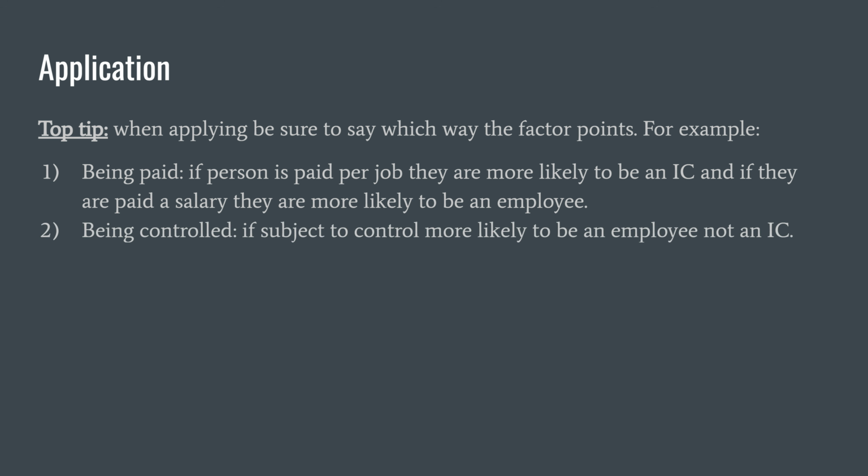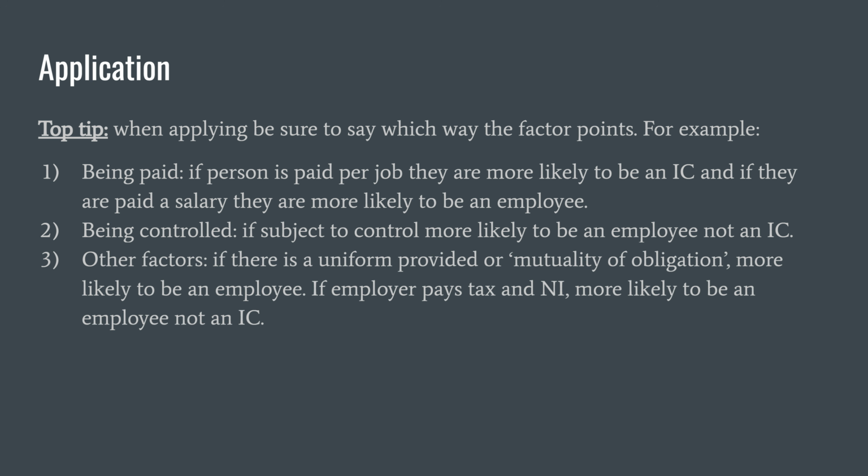The second part of the test in terms of control, as we saw above, if you are subject to control, you're more likely to be an employee. Independent contractors will have a lot more control over what they do. And lastly, looking at the other factors. So, for example, if you are provided with a uniform or you are given the tools that you need to carry out the job, then you're likely to be an employee. If there is mutuality of obligation, meaning the employer must offer work and the employee must do it personally, there's more likely to be a relationship of employment. If the employer pays tax and national insurance, then you are more likely to be an employee. If there is nothing on those factors, you can speculate as to what the position would be.